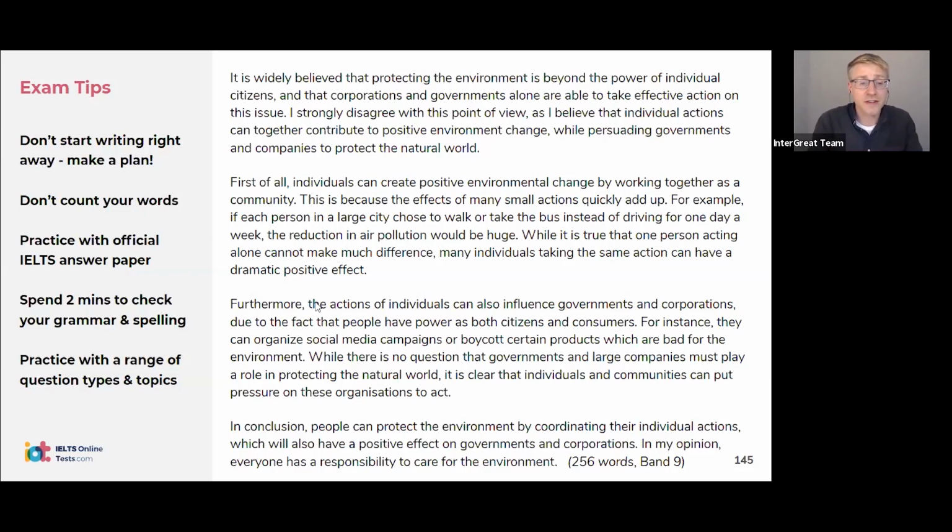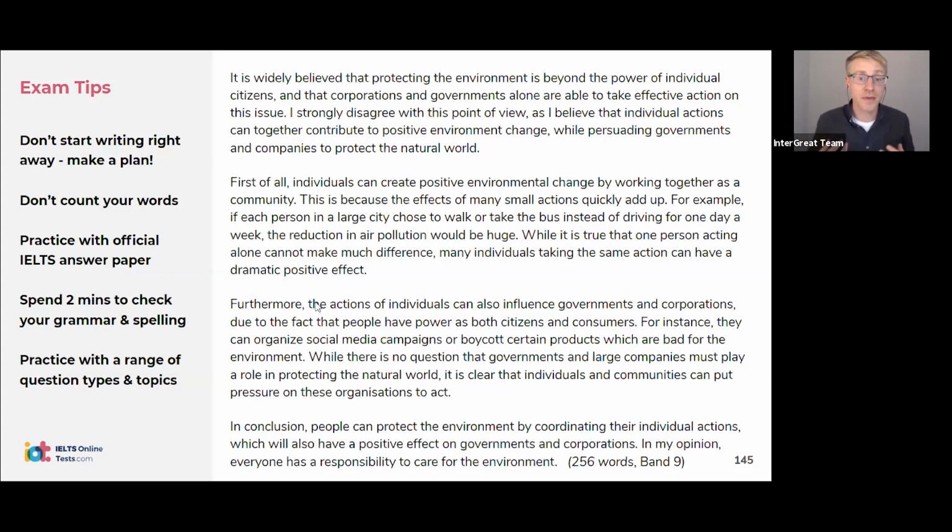Anonymous, you're saying it's stressful to write the essay. What can I do? Anonymous, the exams are stressful. Everyone gets nervous in the exam. The best thing to do is to be prepared, to have done the practice, to have tried a range of different question types, to be ready so that you can recognize the question type and you have a structure that you've practiced using. That can help you to feel prepared and to feel less nervous.